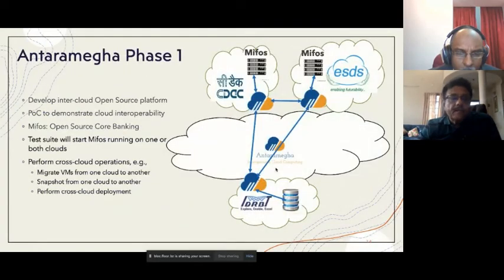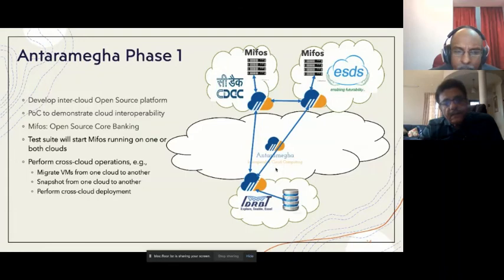I'm giving over here a brief overview of Antarmega Phase 1. This will be an intercloud open source platform, which will be open source under the Apache 2 license, so anyone can use it. We'll be releasing the platform together with a proof of concept to demonstrate that our interoperability standards enable interoperability. To demonstrate that, we have picked MeFOS, which is an open source core banking solution.